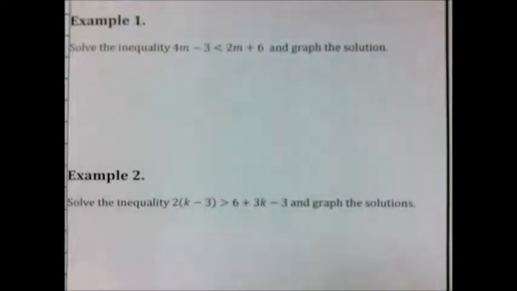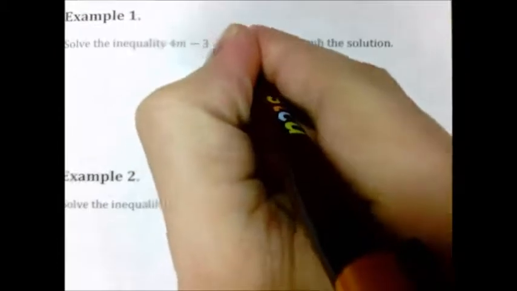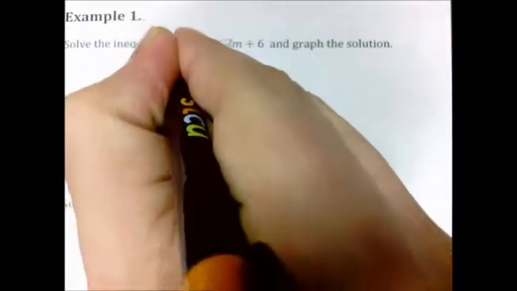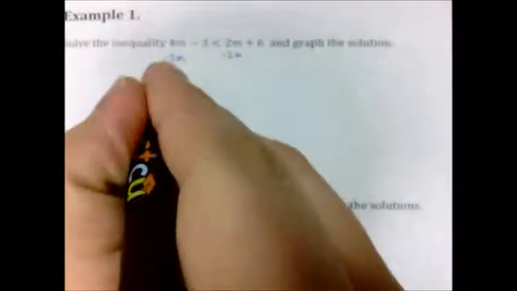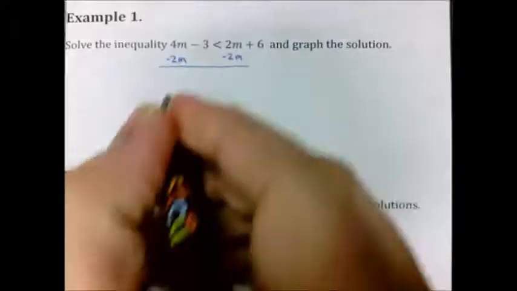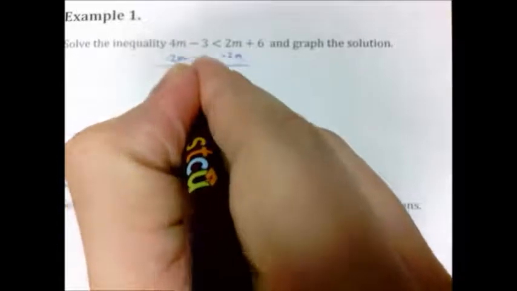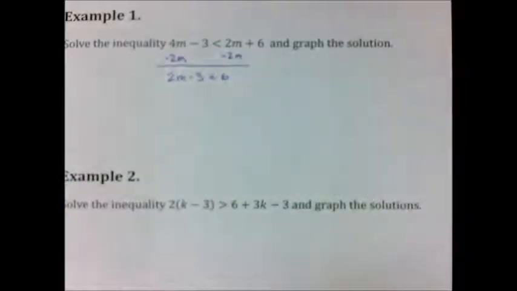Example 1 wants us to solve the inequality 4m minus 3 is less than 2m plus 6, and then graph the solution. Okay, so remember, the very first thing we want to do is get that variable on the same side of the inequality. So we're going to go ahead and subtract 2m. By doing that, that keeps the variable positive since 4m is larger than 2m. And 4m minus 2m is just 2m minus 3 is less than 6.